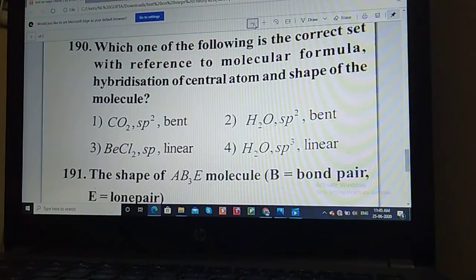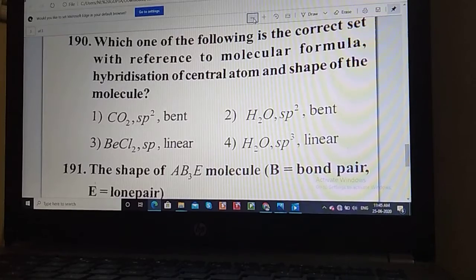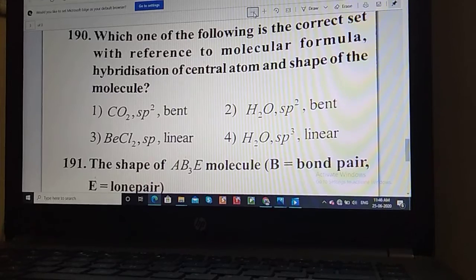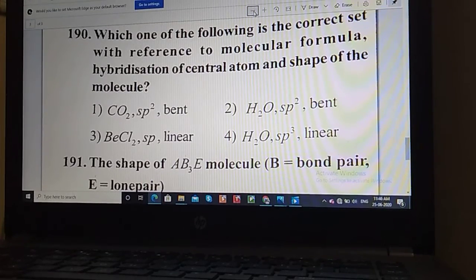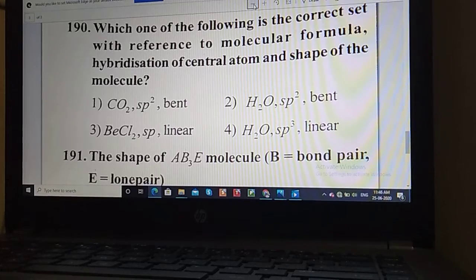Question 190: which of the following is the correct set with reference to the molecular formula, hybridization state and shape of the molecule? CO2 sp2 hybridization, bent shape, no. The first is wrong, student. This is the linear shape. H2O sp2 bent, no, student.